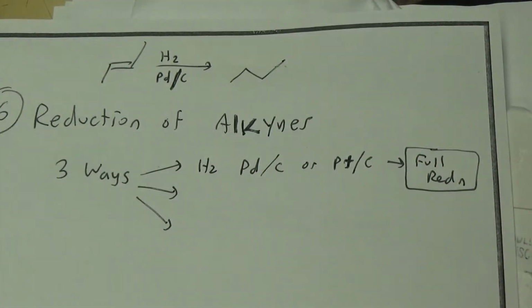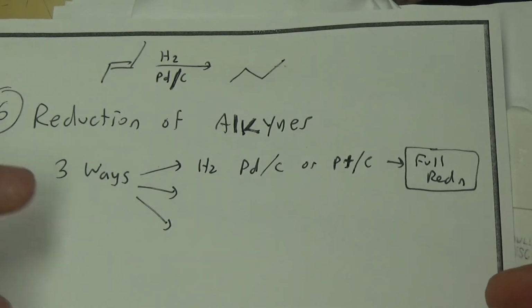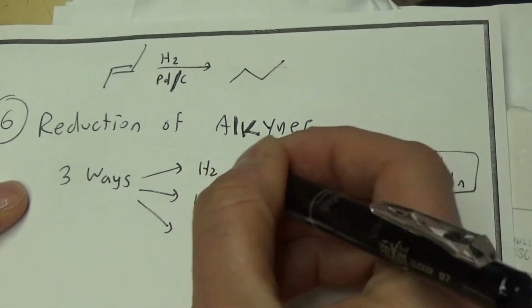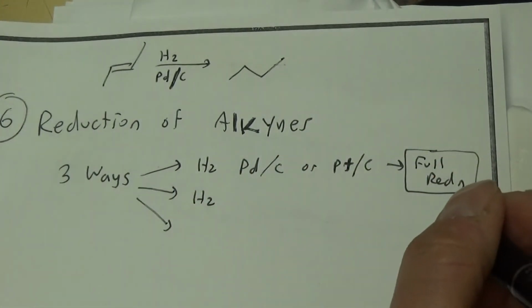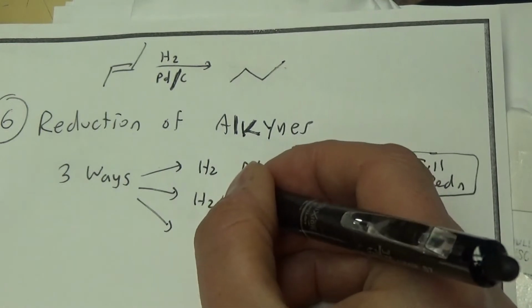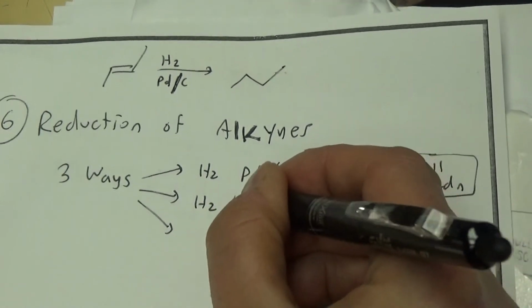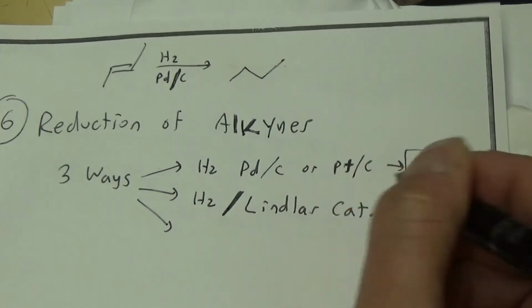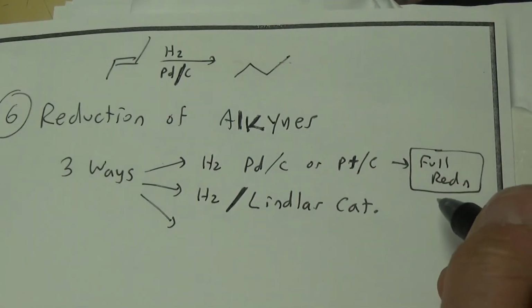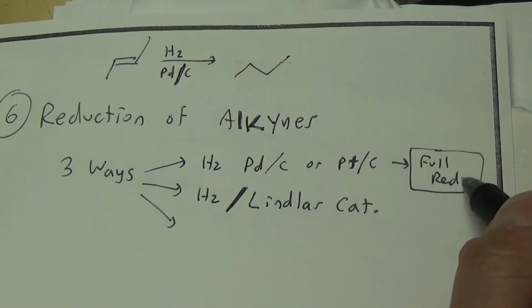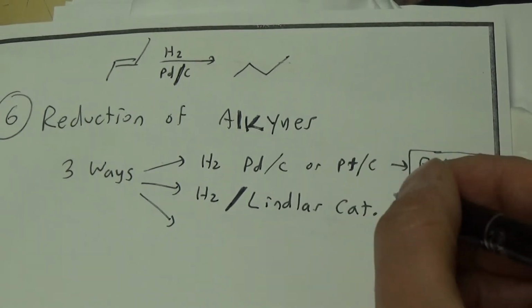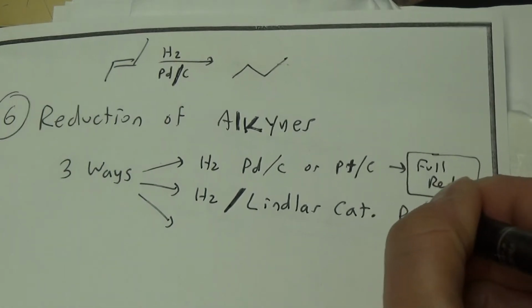All right, good. Are we cool so far? Now we have two more. We have H2 and a special catalyst called Lindlar catalyst. I'll define that in a second. Full reduction means a double reduction, because you have two double bonds worth of reduction. This is going to be a full reduction. This is going to be a partial reduction.